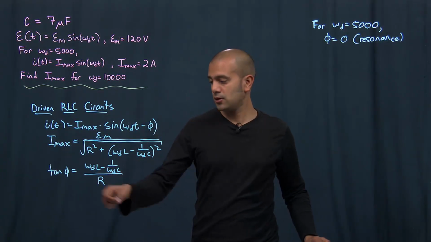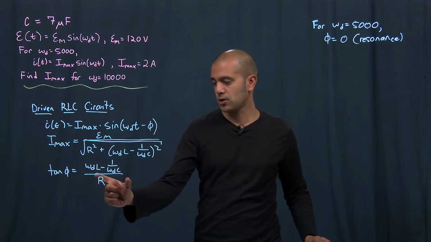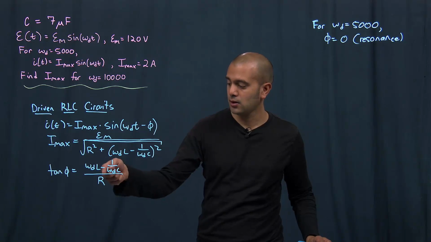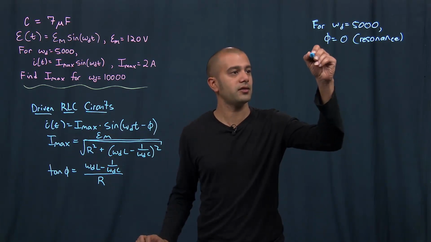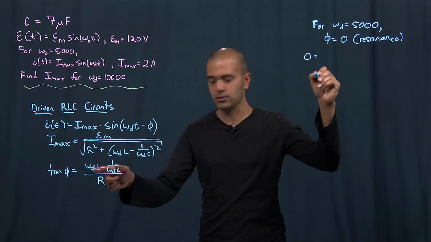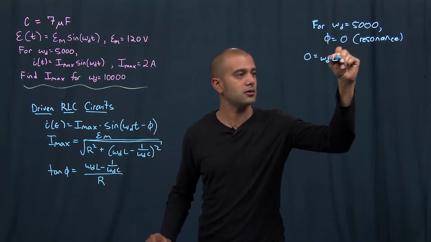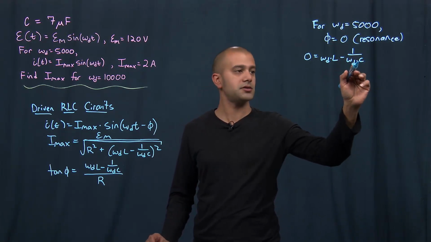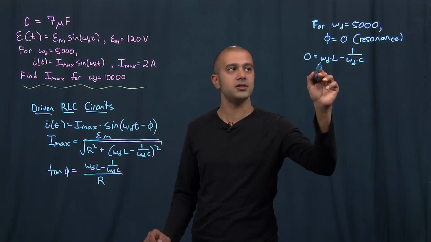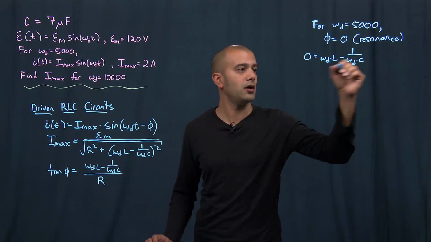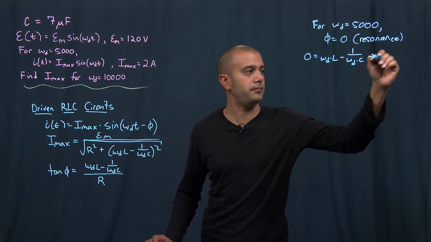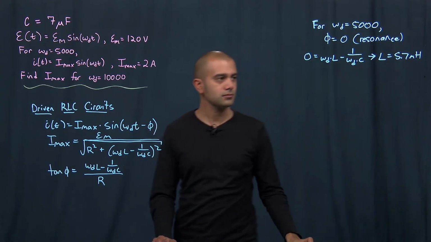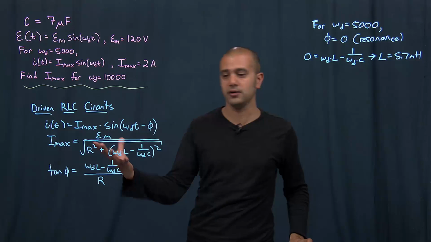So setting phi equal to 0, we'll get the tangent of 0 equals this quantity. The tangent of 0 is 0, so you'll end up with 0 equals the right-hand side here. R cancels, so you finally get that 0 equals omega d times L minus 1 over omega d times the capacitance. We know the capacitance. We know the frequency here is 5,000, so solving this for L, you find that L equals 5.7 millihenries. Okay, so that gives us the inductance. We still need to find the resistance.